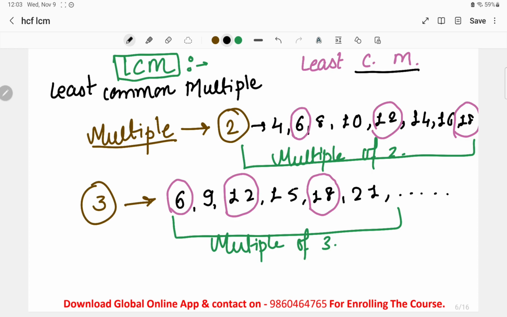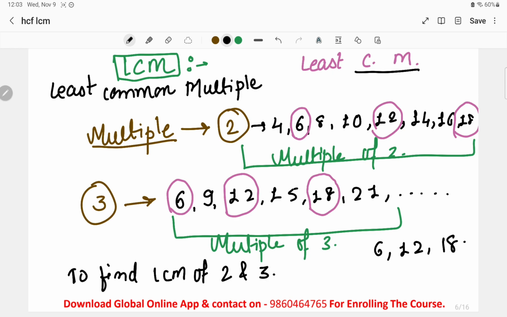Now what is the least common multiple? To find the LCM of 2 and 3, we will see the common multiples, that is 6, 12 and 18. Now what is exactly the least common multiple? Whatever the common multiples are, 6, 12 and 18, from these multiples which is the least number over here? 6 is the least number. So 6 is the LCM, that is the least common multiple, of 2 and 3. In this way we have to find the LCM.